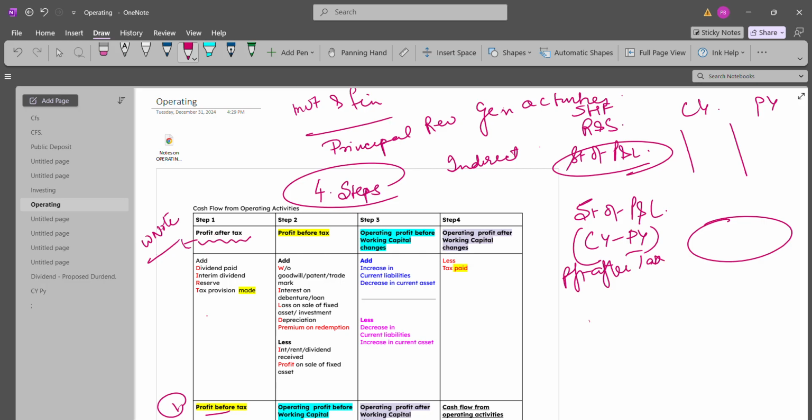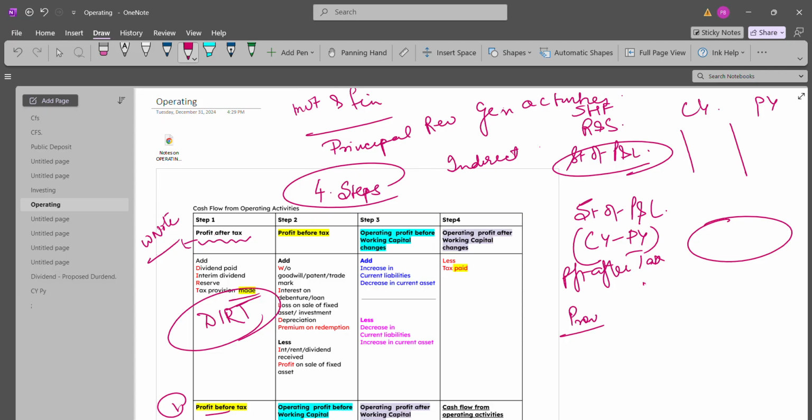And then we add to it four things. The mnemonic which we are using is DIRT, where D stands for the dividend paid. Dividend we have seen is given in additional information, and there we need to use the previous year amount. I stands for interim dividend, which is given in the additional information again. R stands for reserve. Any increase in reserve, general reserve, etc., is added, or decrease is deducted. And then we take provision for tax made. Provision for tax is generally given to us in notes to account. It's a part of short term provision, which is a part of current liabilities.